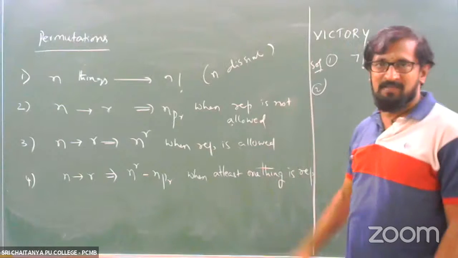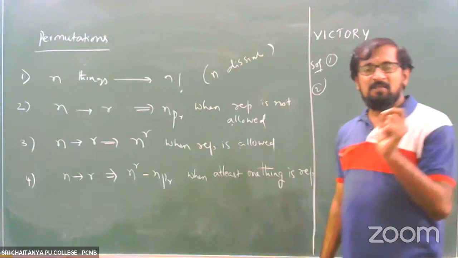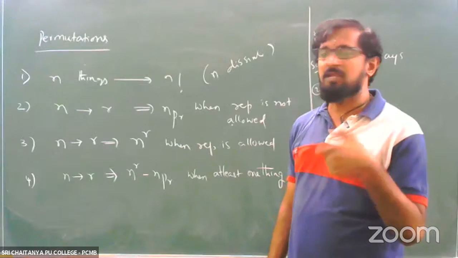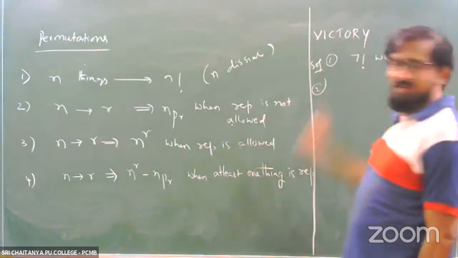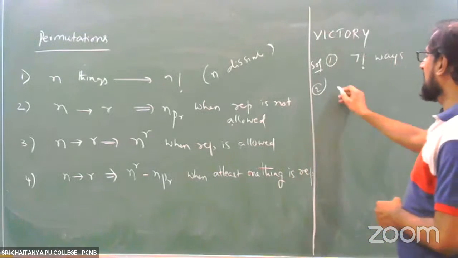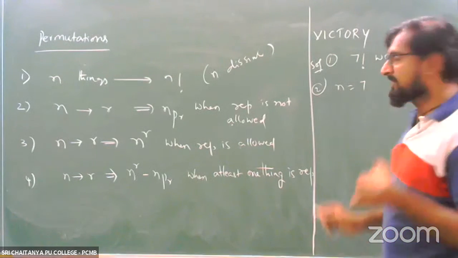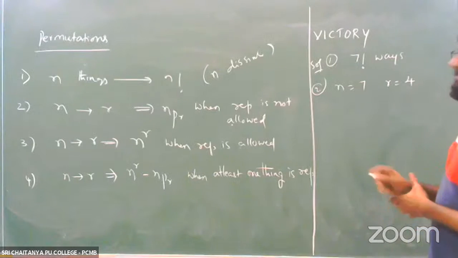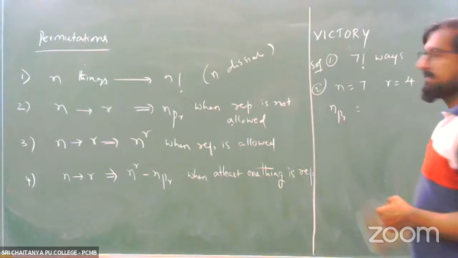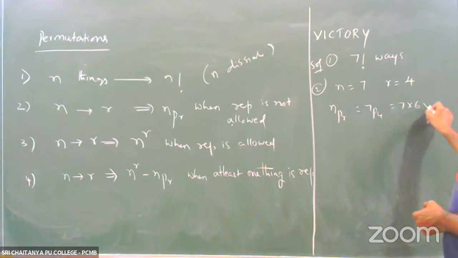7 letters are dissimilar, right? Now the second question. In how many ways can a 4-letter word be formed by using all the letters of the word victory? He asked you a 4-letter word when repetition is not allowed. n is equal to 7. He asked you a 4-letter word, so r value is equal to 4. Right? Therefore, nPr when repetition is not allowed, 7P4, which is equal to 7 into 6 into 5 into 4.